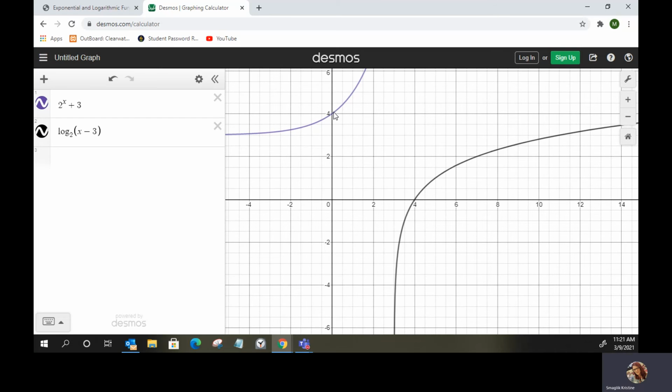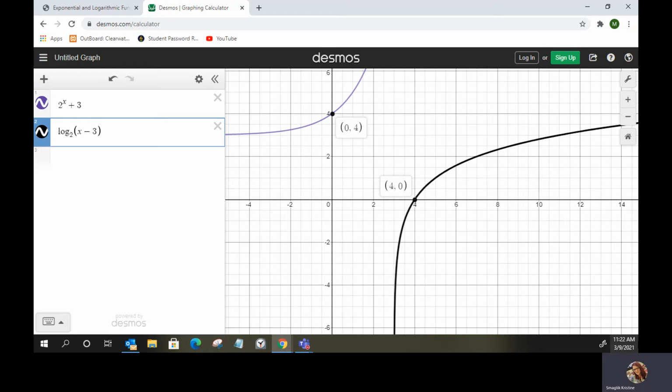We also had intercepts. On my exponential, I had a y-intercept of (0, 4). I had no x-intercept. Well, now check out the logarithm, the inverse of that exponential. Now I have an x-intercept, I lost my y-intercept. I have an x-intercept at (4, 0), but I have no y-intercept.